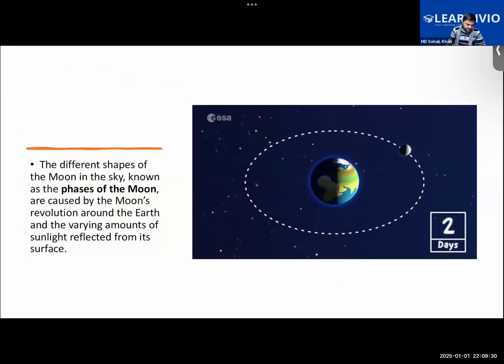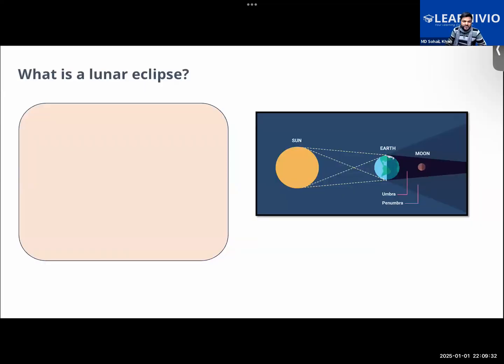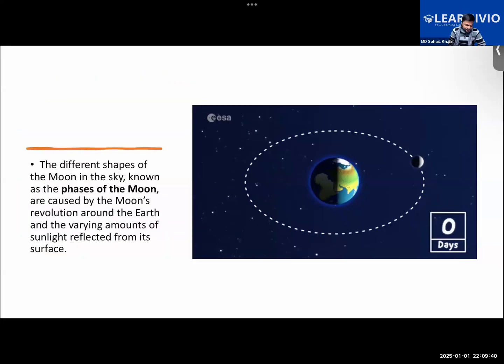Further, we learned about the lunar eclipse. So what happens on the lunar eclipse? Earth casts shadow on the moon when it comes in between the moon and the sun. Getting it? That is what happens here.